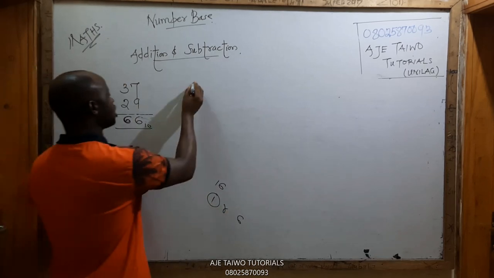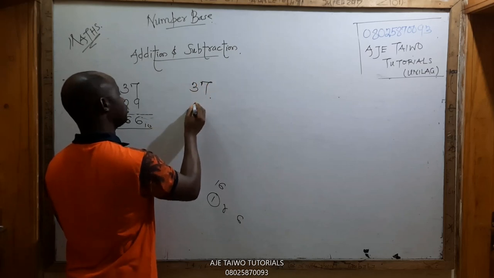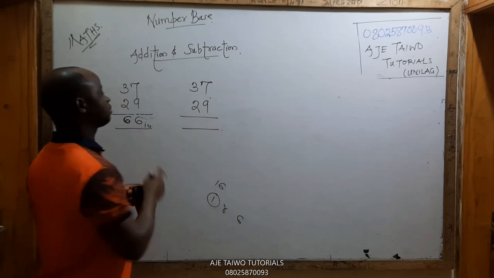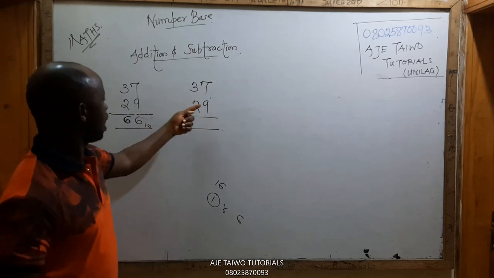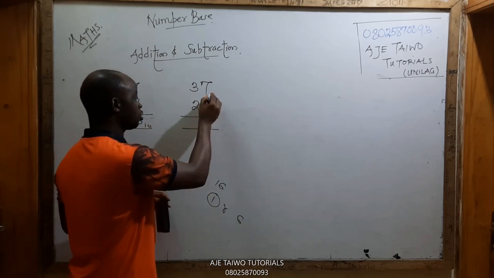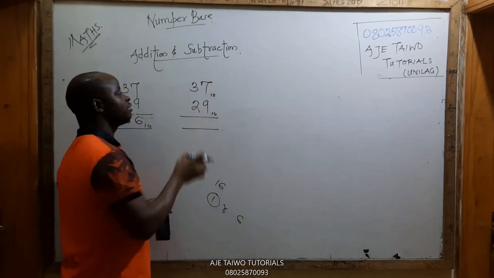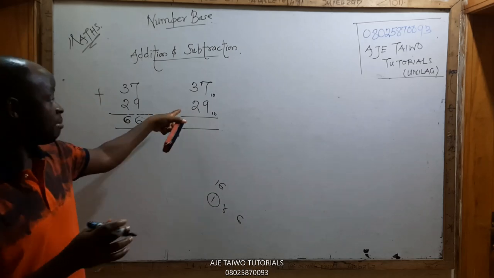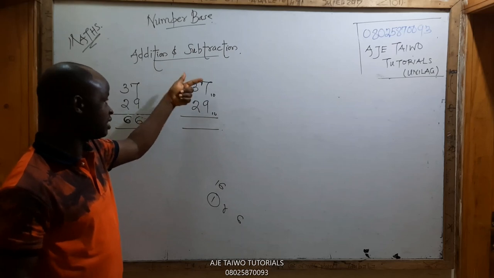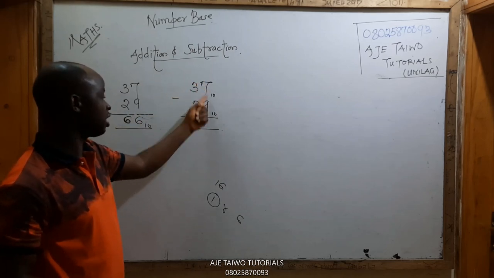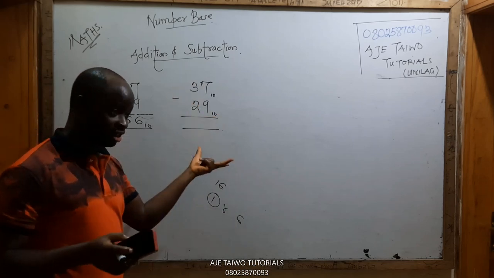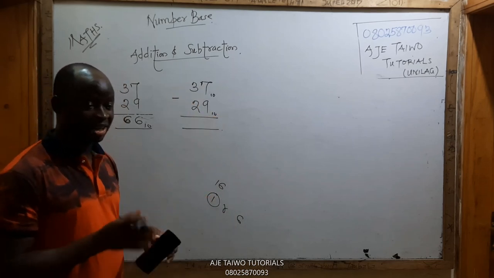Okay, let's see subtraction. 29. Let's see. 9 minus 7 is not possible. I mean, 7 minus 9 is not possible, because 7 is smaller than 9. I'm doing what we do every day. Don't be confused, what we do every day. I want to show you that this one is not 1, it's actually 10.